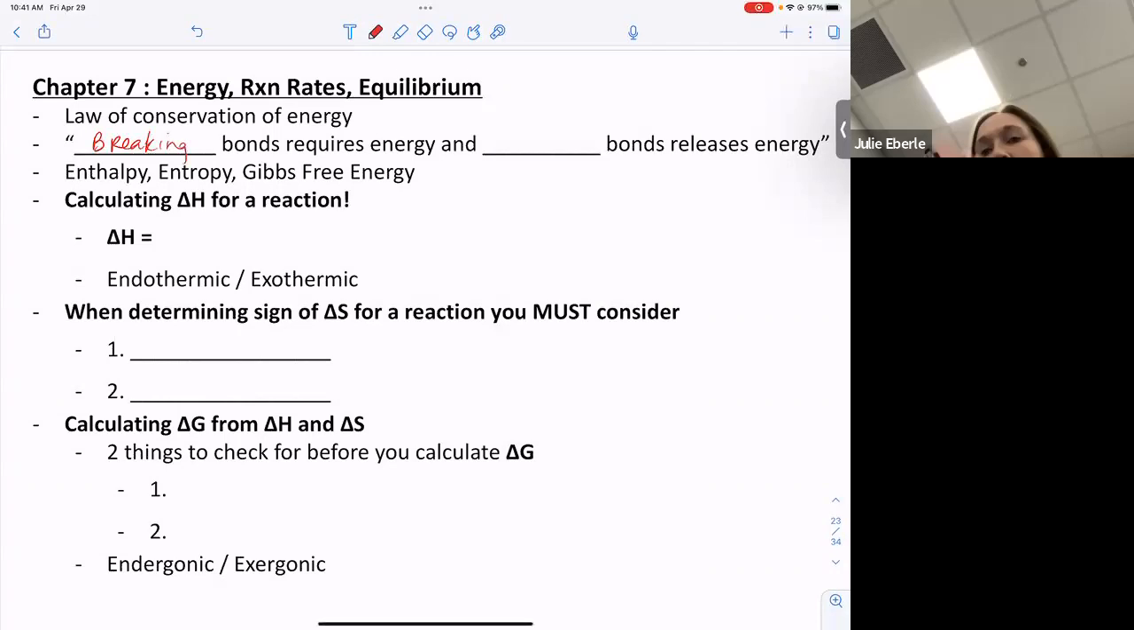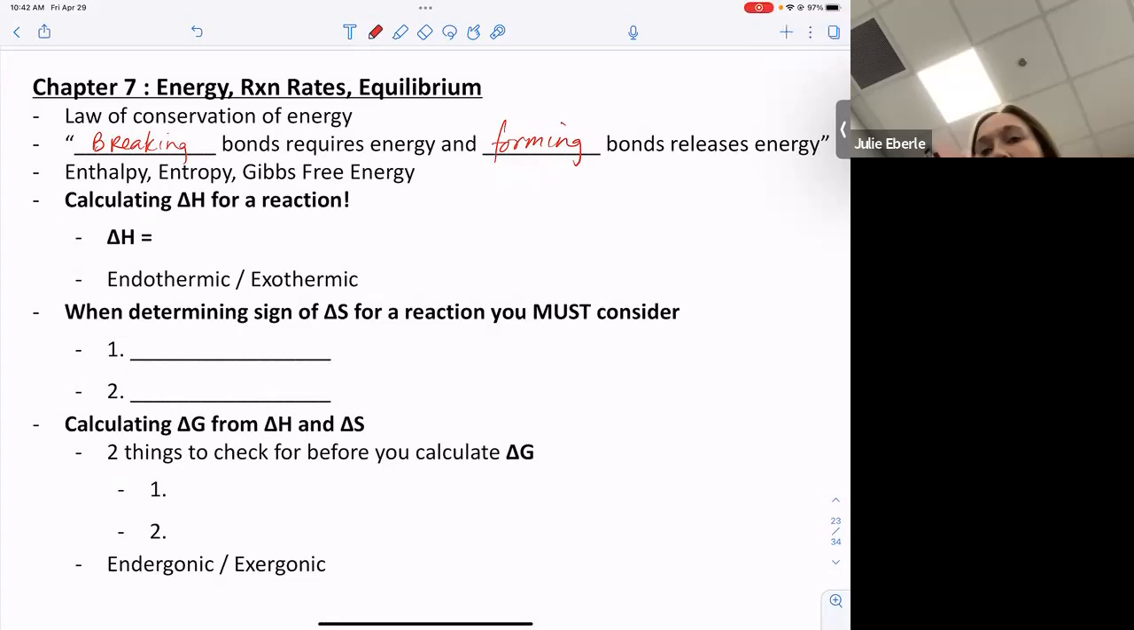This is not the law, but it kind of goes along with the law. Breaking bonds requires energy, and forming bonds releases energy in the same amounts. If you're considering the same bond and you're making or breaking it, the amount of energy absorbed or released is the same. If I make an oxygen bond, that's going to release the same amount of energy as if I break an oxygen bond. And that is what the law of conservation of energy says, that energy cannot be created or destroyed, just transferred, just absorbed, just released, transferred.